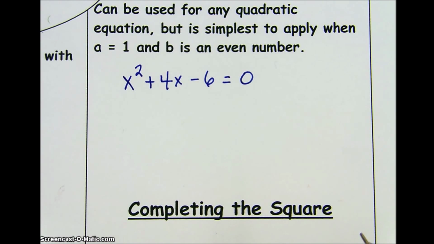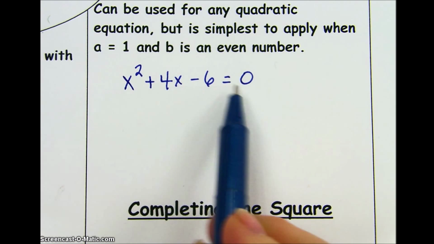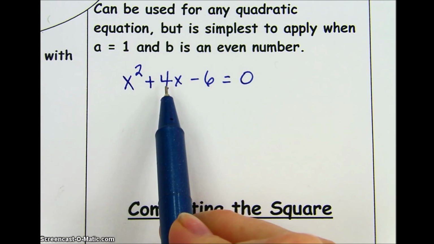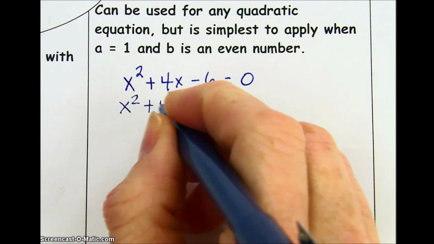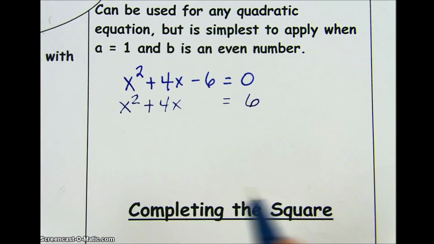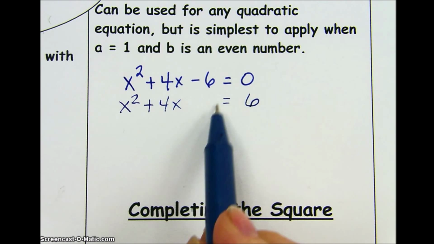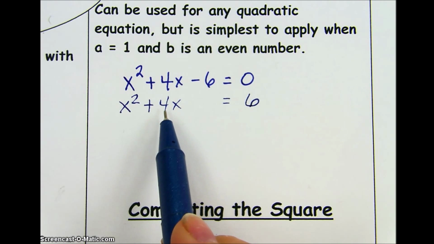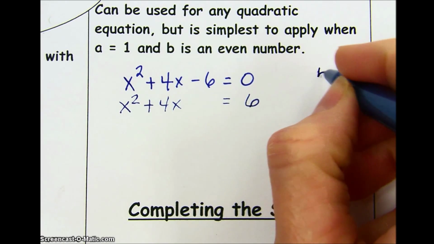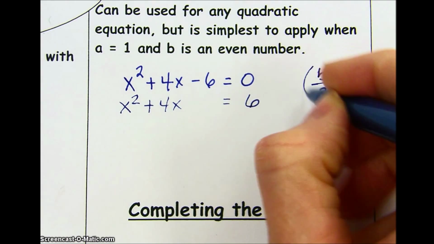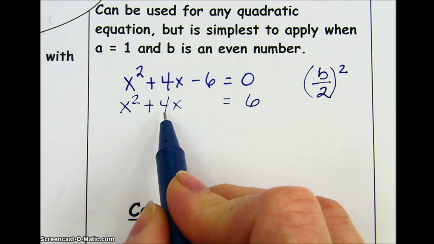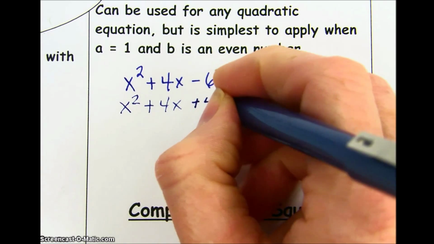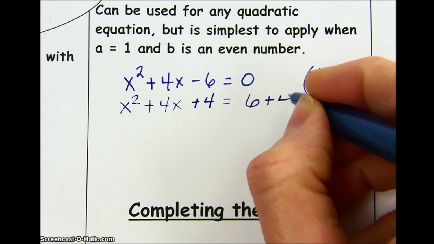Okay, so let's take a look at this example. As you can see, I have a quadratic where a is 1 and b is even. So your first step is to move the 6 to the other side. So we get x squared plus 4x equals 6. Now the next step is to create a perfect square trinomial. So we need to get a number here, and how you get this number is you take the 4, which is in the b spot, divide it by 2, and square it. So 4 divided by 2 is 2, and 2 squared is 4. So if I add 4 to this side, I must add 4 to this side.